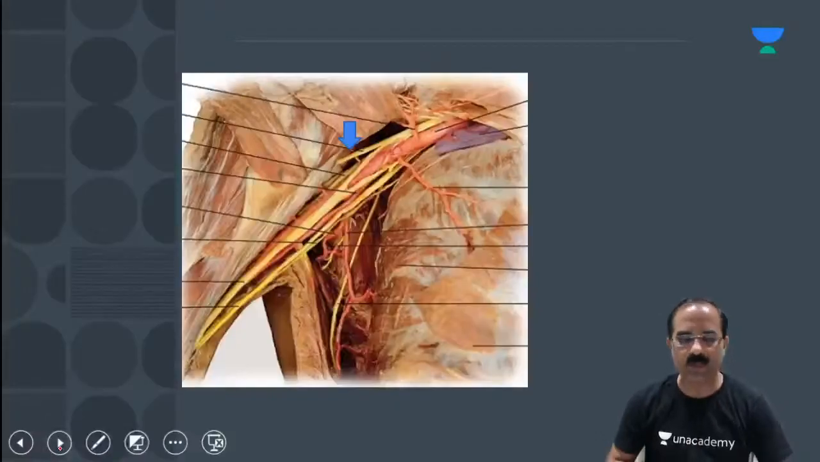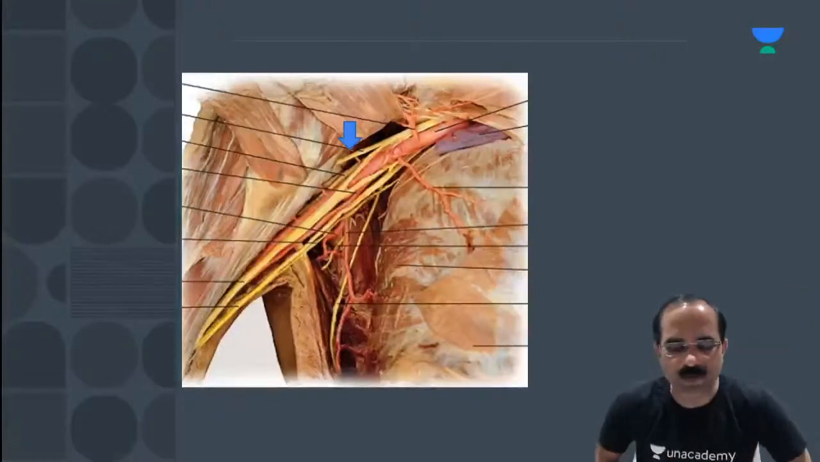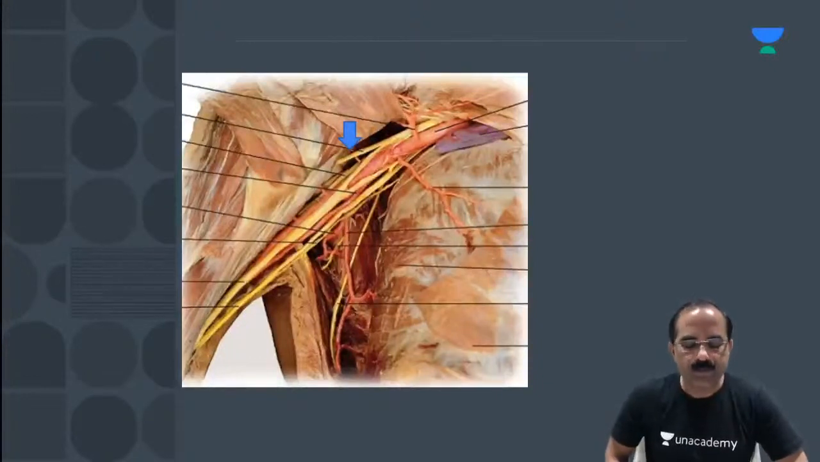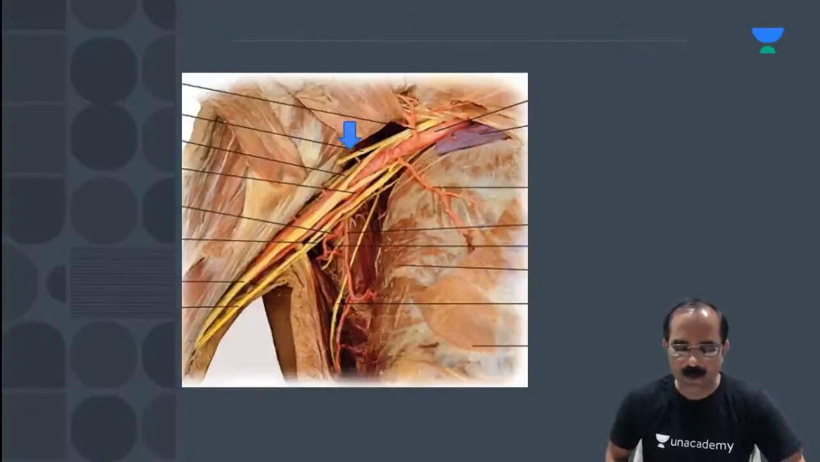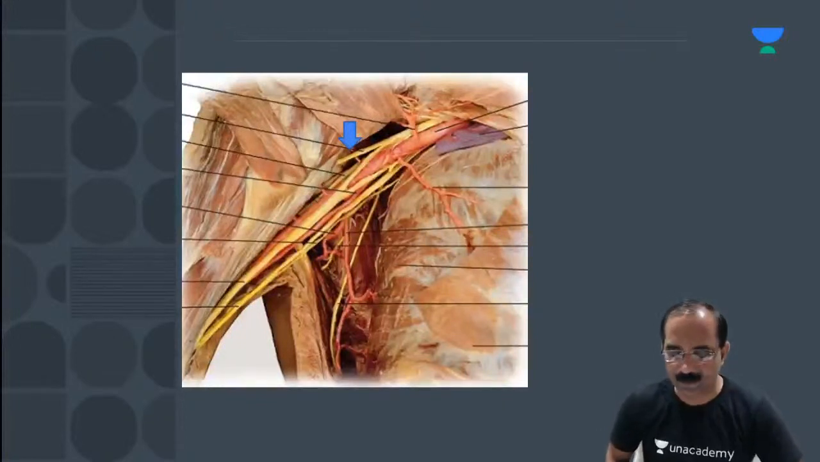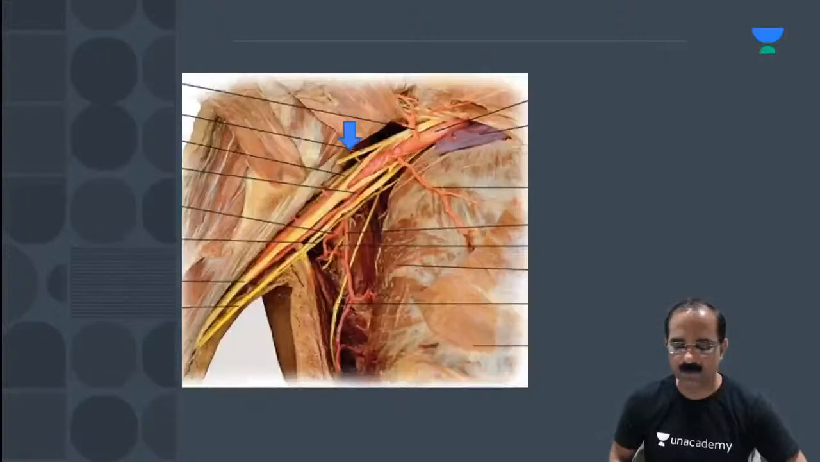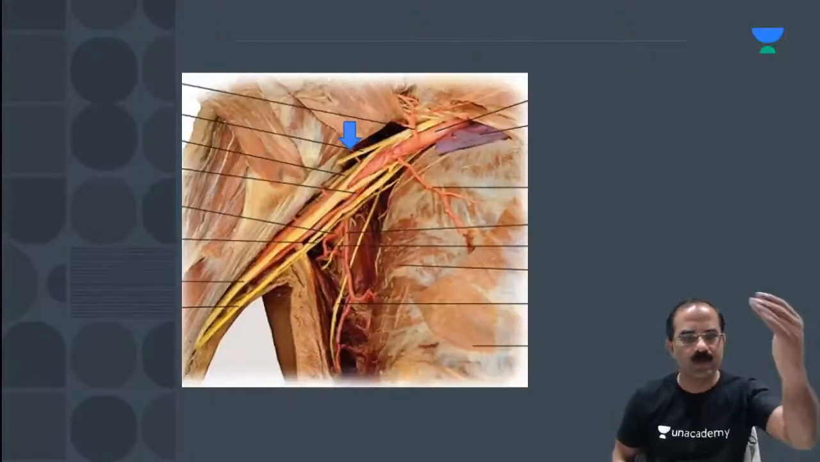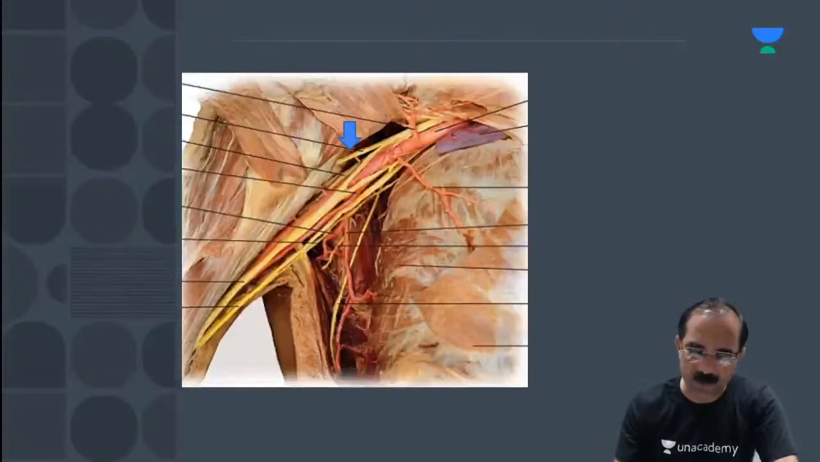Come on, we'll go to the next slide. Students, identify this pointed structure. Yes, that's a musculocutaneous nerve. What about the others? Answer this. This is the musculocutaneous nerve.